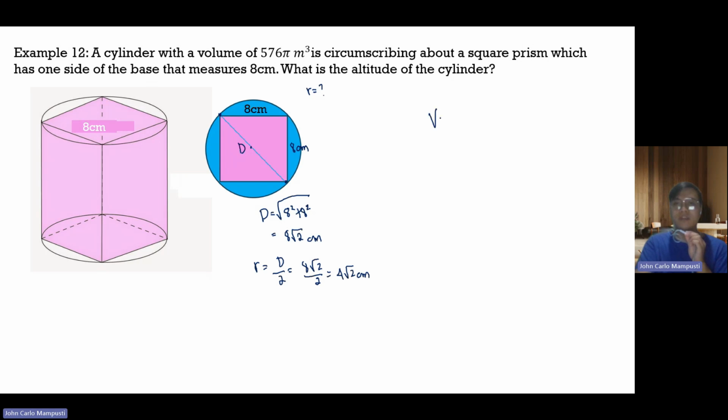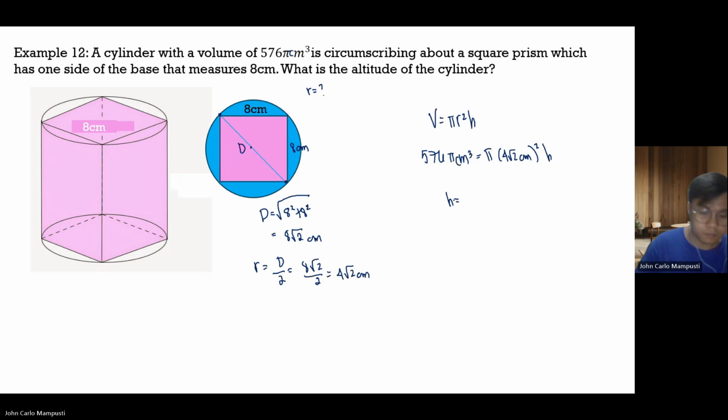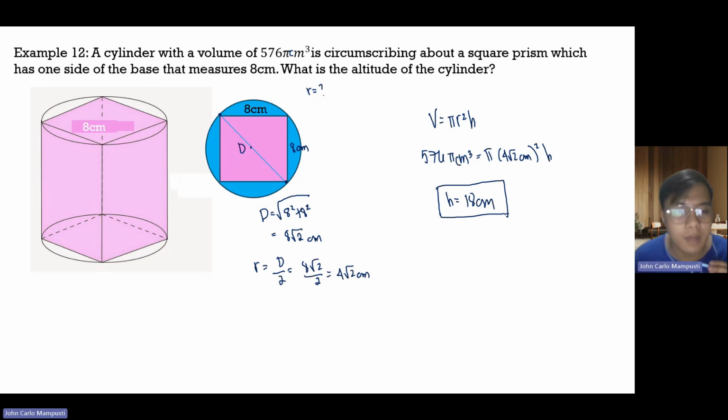So, volume of the cylinder is equal to pi r squared height. Okay? Okay, this is 576 pi cubic meter. Sorry, this is cubic centimeter dapat. So, this is equal to pi times 4 square root of 2 centimeter squared times height. Okay? So, therefore, the height is equal to 18 centimeter. Okay? That's the answer. Ganun lang kadali yung mga nasa examination.